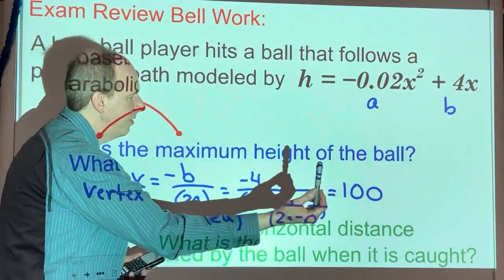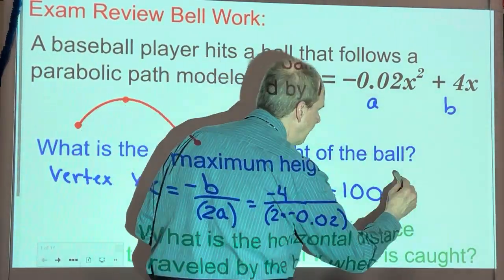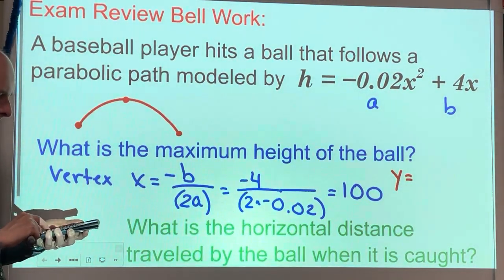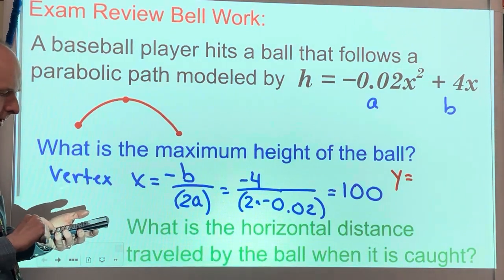X is 100, take your 100, plug it in here and here, we'll get our Y value. Negative 0.02 times 100 squared plus 4 times 100.